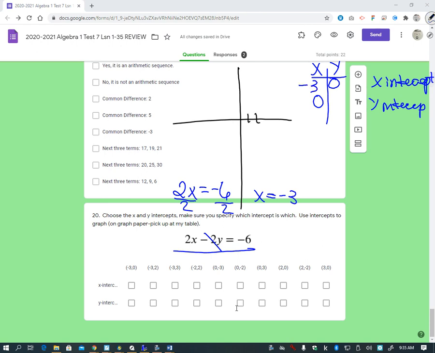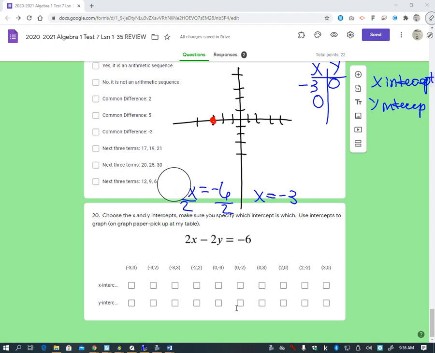So 1, 2, 3, 4 on each side. Can anybody come up here and plot for me the x-intercept? Somebody besides these two. Well, Garcia, I'll let you come up. Plot the x-intercept. Very good. Negative 3 on the x-axis is right here. Good. All right, now what do I need to do?